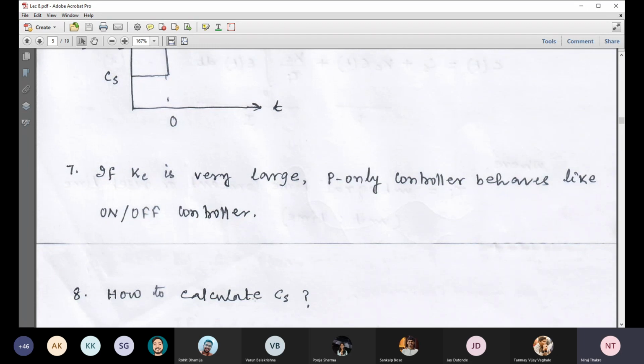Now this is the last question. How to calculate CS? Then you will finish proportional controller. This is the last point under proportional controller. Anyone can give the answer how to calculate CS? I have indicated this answer before. Varun Balakrishna. When the error becomes 0.